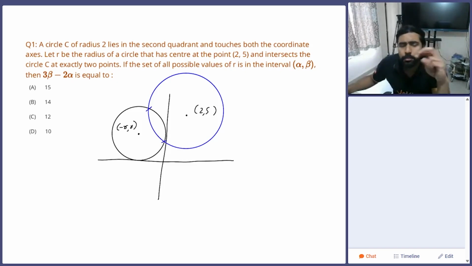Now the question is, what are the possible values of r? The values of r lie in the interval alpha comma beta. What is the value of 3 beta minus 2 alpha? So the question is very straightforward.